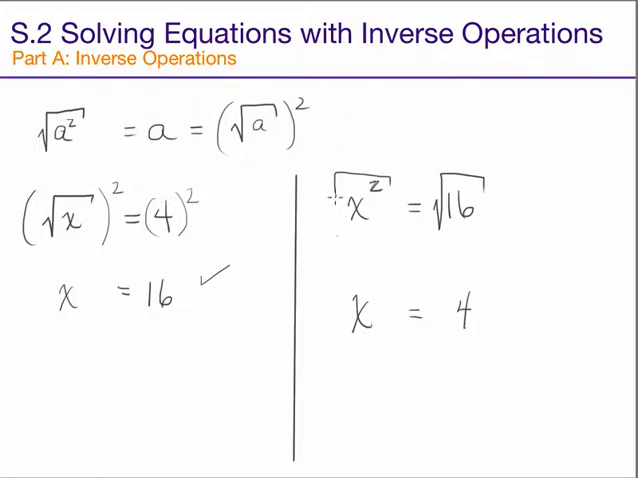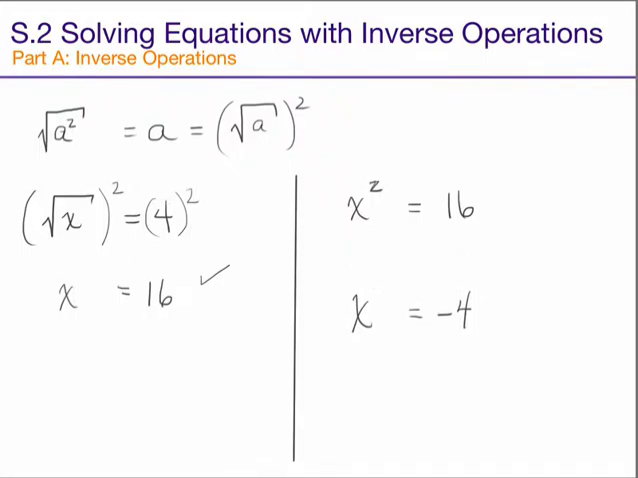Here's what I started with. X squared equals 16. That says that some number squared is going to give me 16. It's true that the number x is 4 will give me 16 when I square it. But it's also true that the number -4, when I square it, will give me 16. So how do I know which one it is?